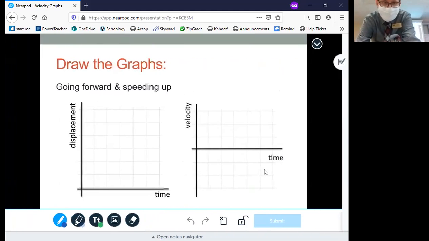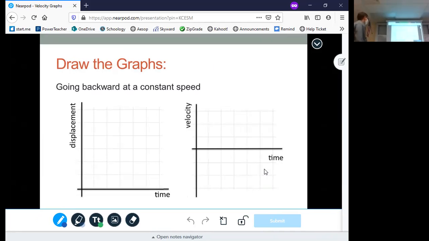Now we're going to do some drawing. All right. If I'm going backward at a constant speed, what would that look like? See if you can draw both graphs for something that's going backward at a constant speed.